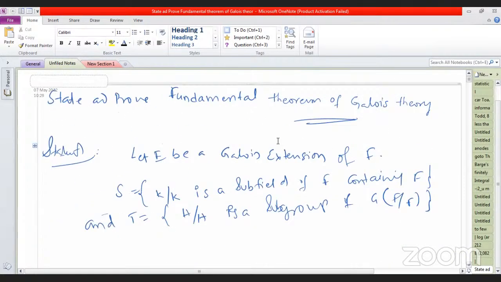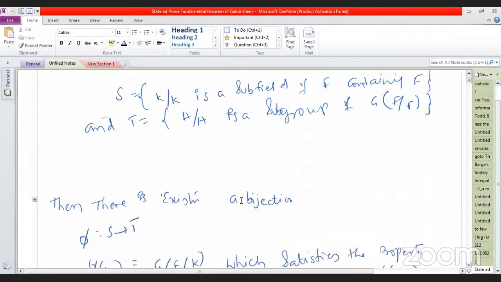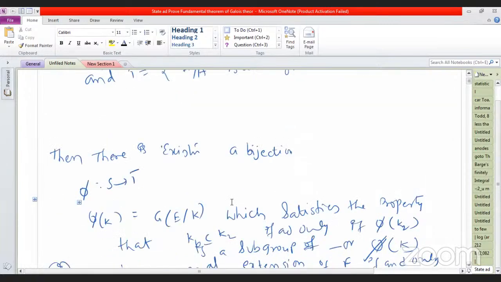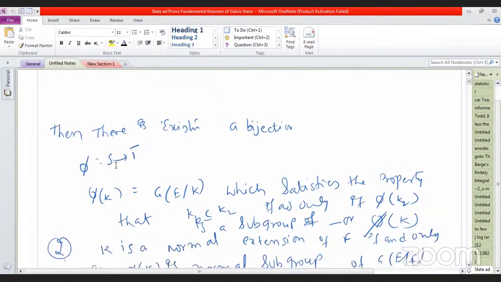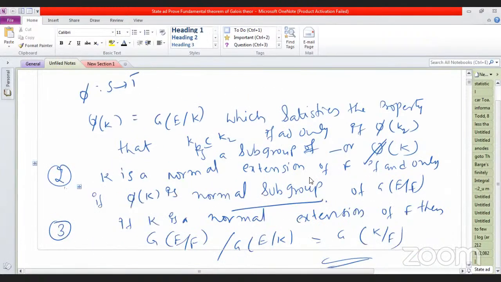Galois theory, again I am telling you, all of you listen here. Let E be a Galois extension of F. Let K be a subset of E containing F. Let S be the subgroup of G(E/F), with the extension algebraic. There exists a bijection. What does bijection mean? Tell me. One-one and onto. Therefore phi from S to T, phi of K is equal to G(E/K). It satisfies the property that K1 subset of K2 if and only if phi of K2 is a subset of phi of K1. This is the first condition. This is a statement: K is a normal extension of F if and only if phi of K is a normal subgroup.